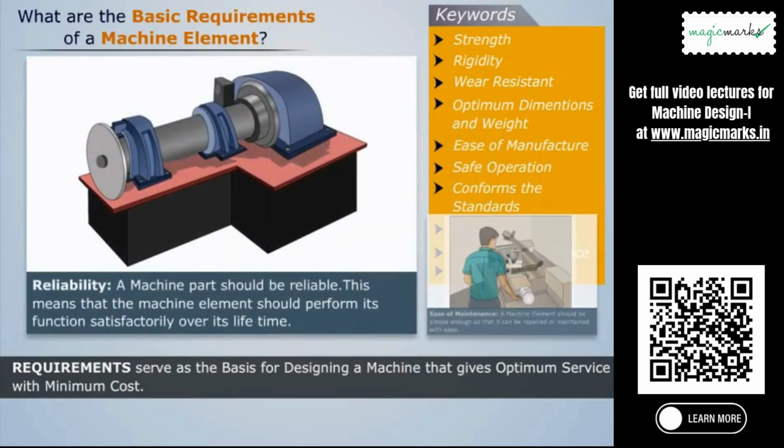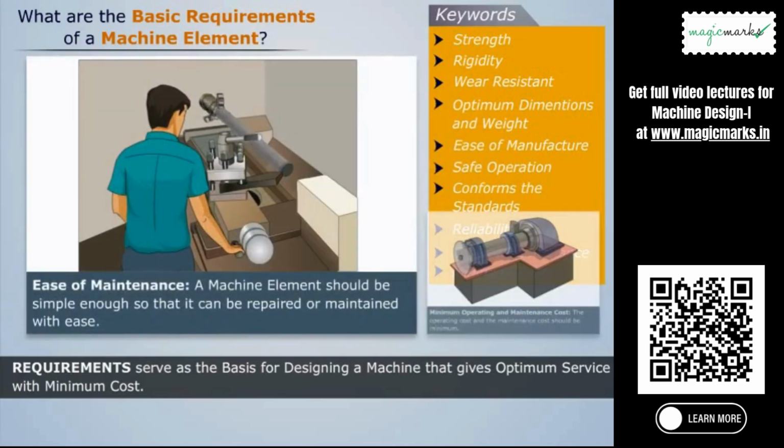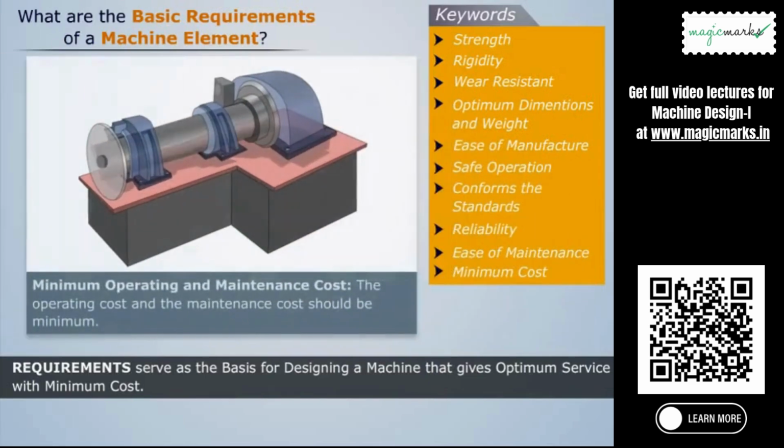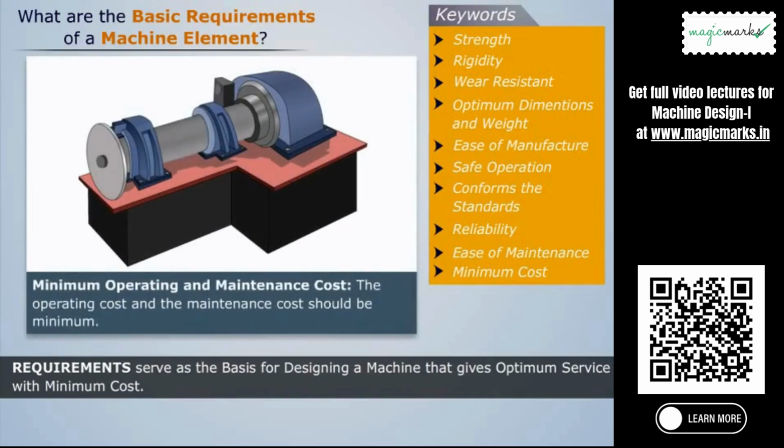A machine part should be reliable. This means that the machine element should perform its function satisfactorily over its lifetime. A machine element should be simple enough so that it can be repaired or maintained with ease. And the operating cost and the maintenance cost should be minimum.